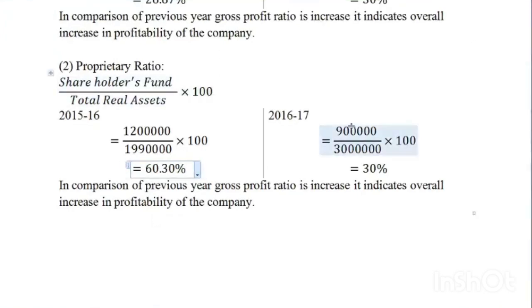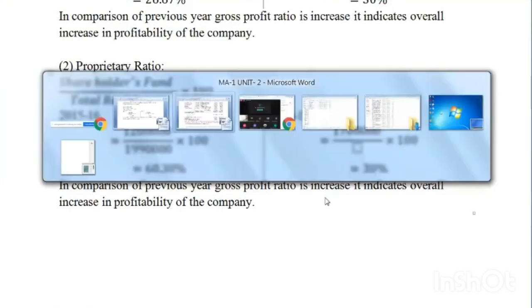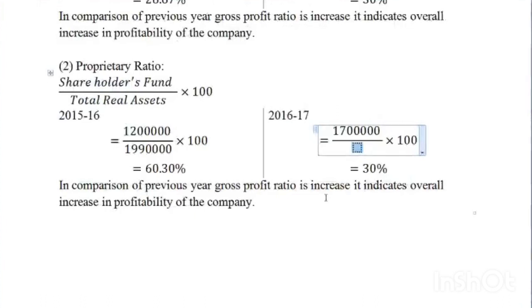In the same way for 2016-17, here your shareholders fund is 17 lakh upon total real assets, which is 25 lakh minus 30,000, so 24 lakh 70,000. Okay, now what is your answer? 68.83 percentage. Okay, this is your ratio.